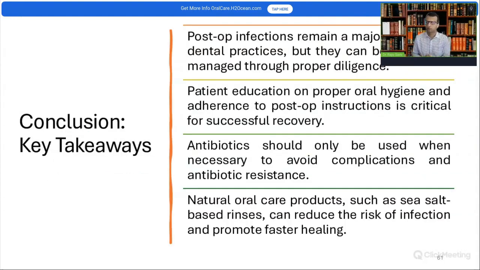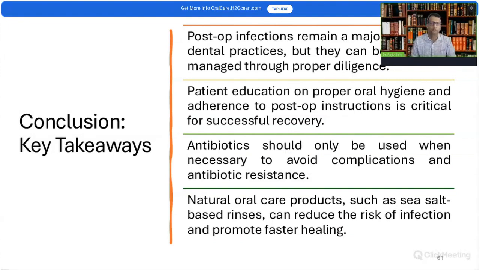So in this concluding slide, I can say that the key takeaway is that post-op infections are a major concern, and we have to be very diligent about that. Patient education and proper oral hygiene play a very big role in maintaining good oral hygiene and preventing post-op complications.